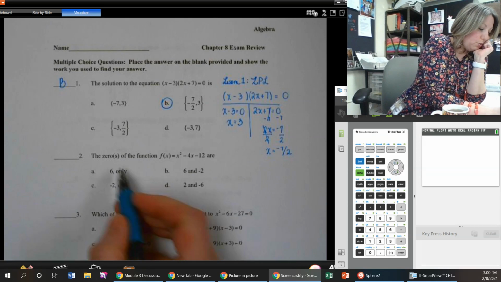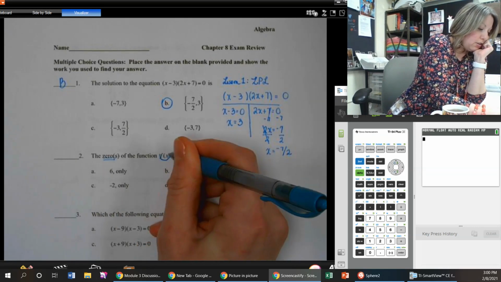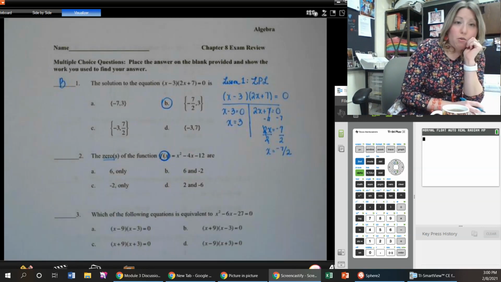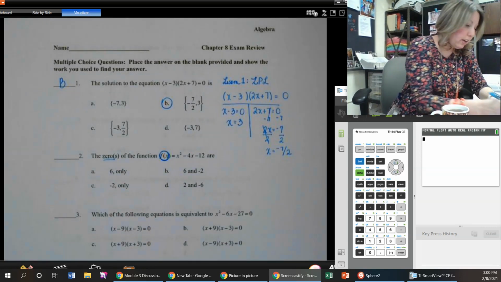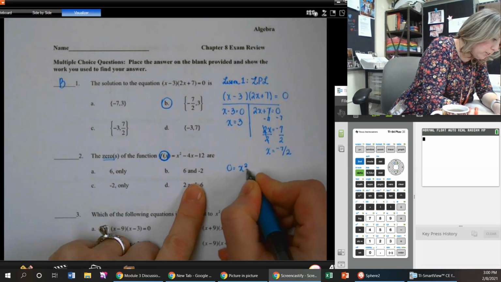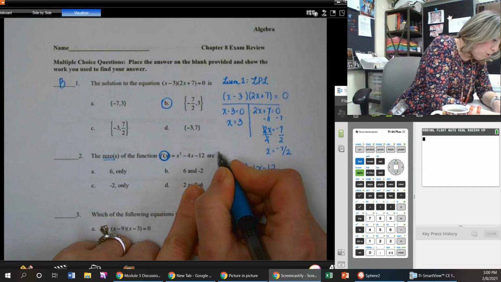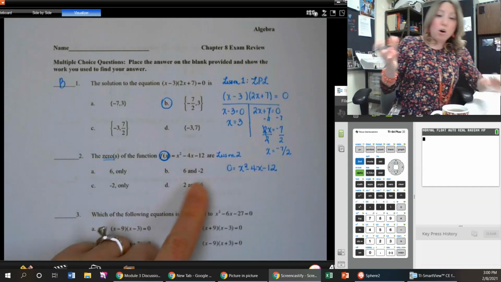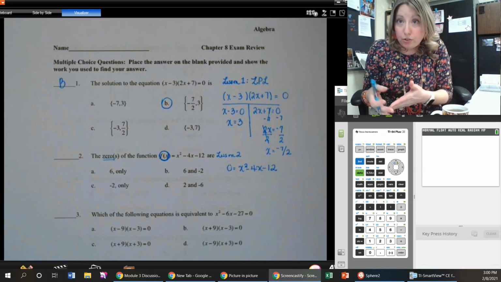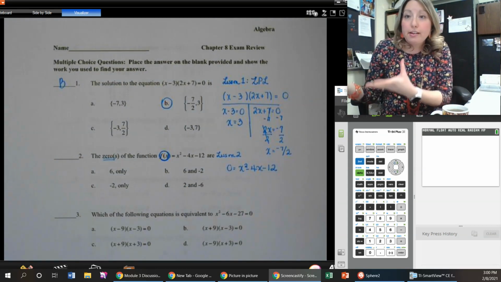The zeros of the function. Well, all that means is this is a 0. This is the Regents' way of asking that, right? So I'm just going to rewrite it right here: 0 equals x squared minus 4x minus 12. And this is, of course, lesson 2, where you already have standard form. You just now need to use the zero product law. So factor it and T-chart it.